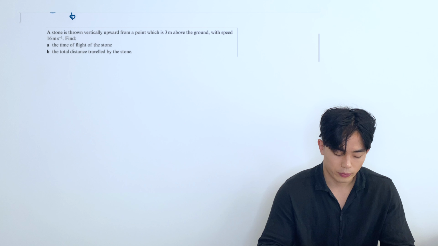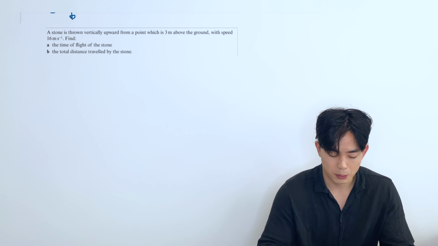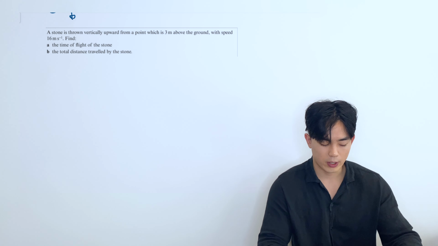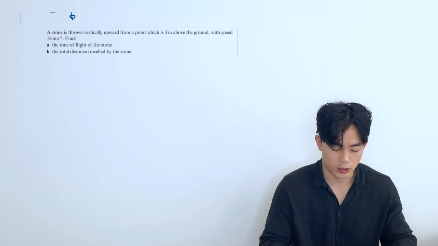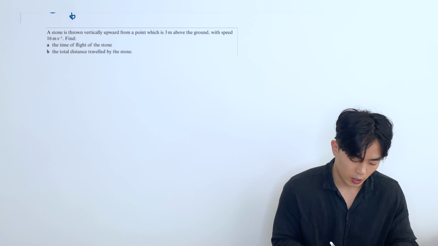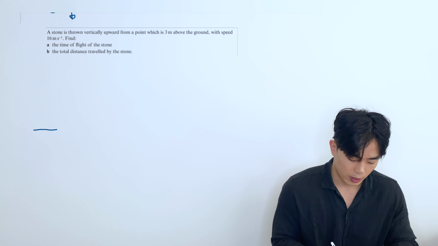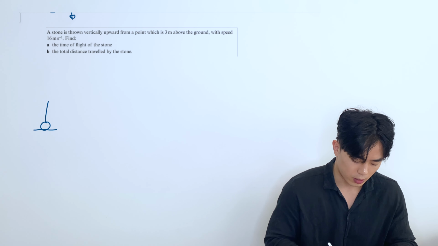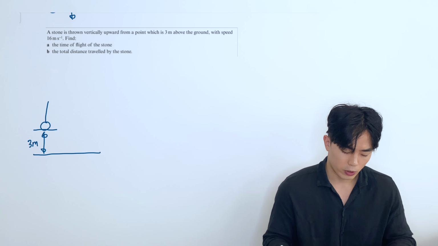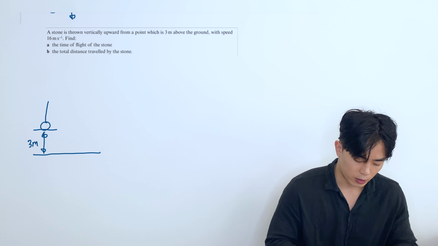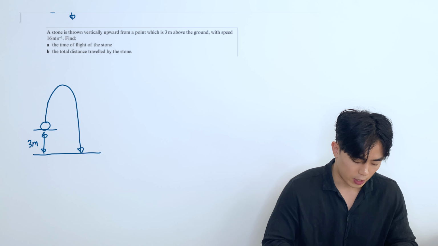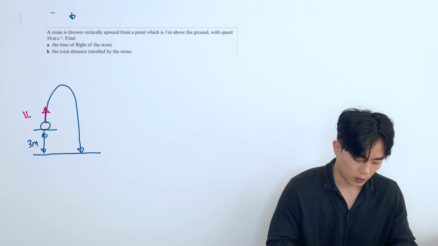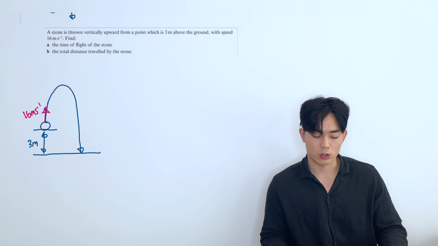So we have a stone which is thrown vertically upwards from a point which is 3 meters above the ground with a speed of 16. Find the time of flight of the stone. So for this kind of question, I would always like you guys to draw the situation just so you can visualize a bit more. So we have a stone. It's going to be thrown upwards from a distance of 3 meters above the ground. So this distance here is 3 meters, with a speed of 16, and it's going to go upwards and then go down like this, and end up here. The velocity at which it is thrown initially here was 16 meters per second. So this will be the diagram that you guys need to be drawing.